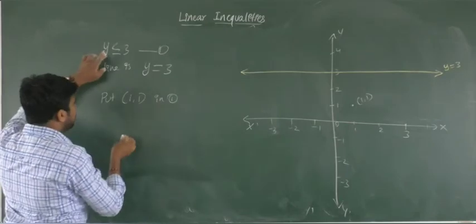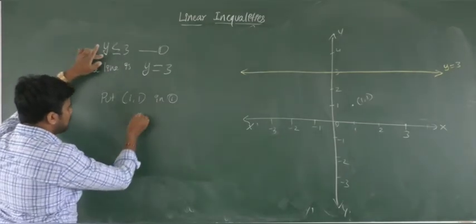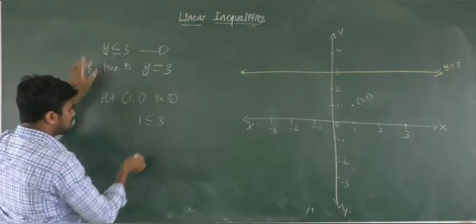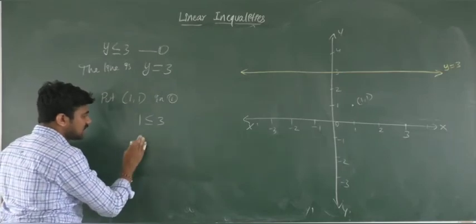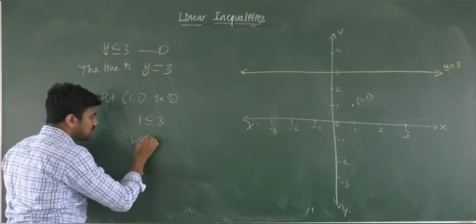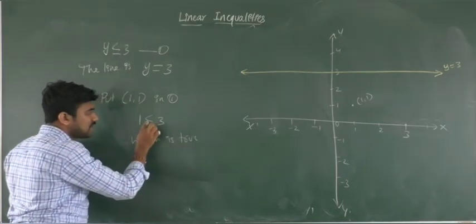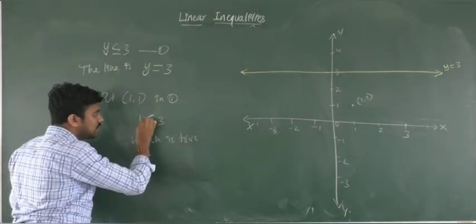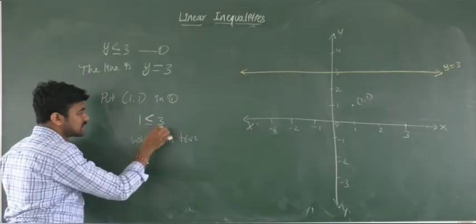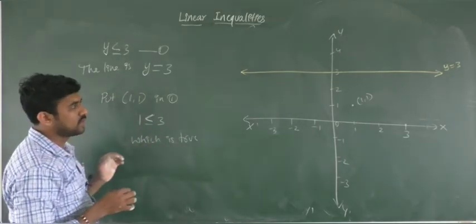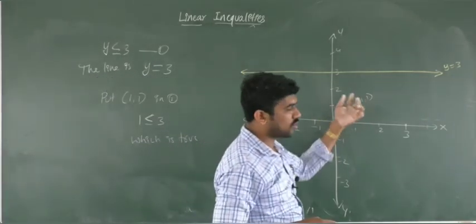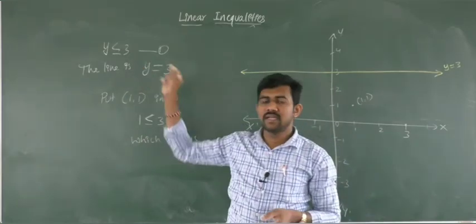So x is 1, y also 1, 1 less than or equal to 3. Whether 1 is less than 3 here, yes, so we can say which is true. How to check? See only the inequation. 1 is less than 3, it is enough. 1 is less than 3, so which is true? So (1, 1) satisfied the given inequation.